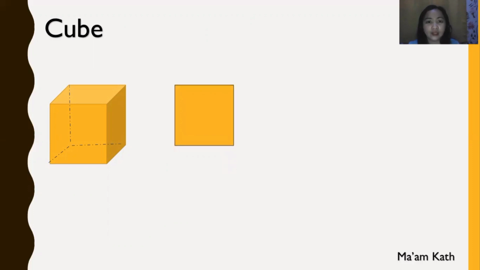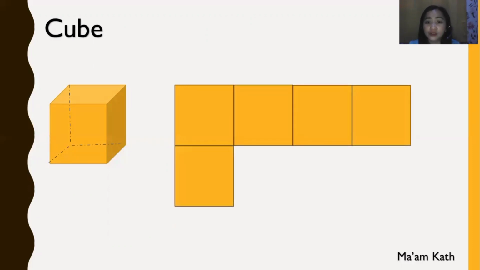So we have here 1 square. A square is a plane figure. 2, 3, 4, 5, 6. So we have here 6 plane figures which are squares. So when we fold this figure, we can form a cube. These are the faces of a cube.